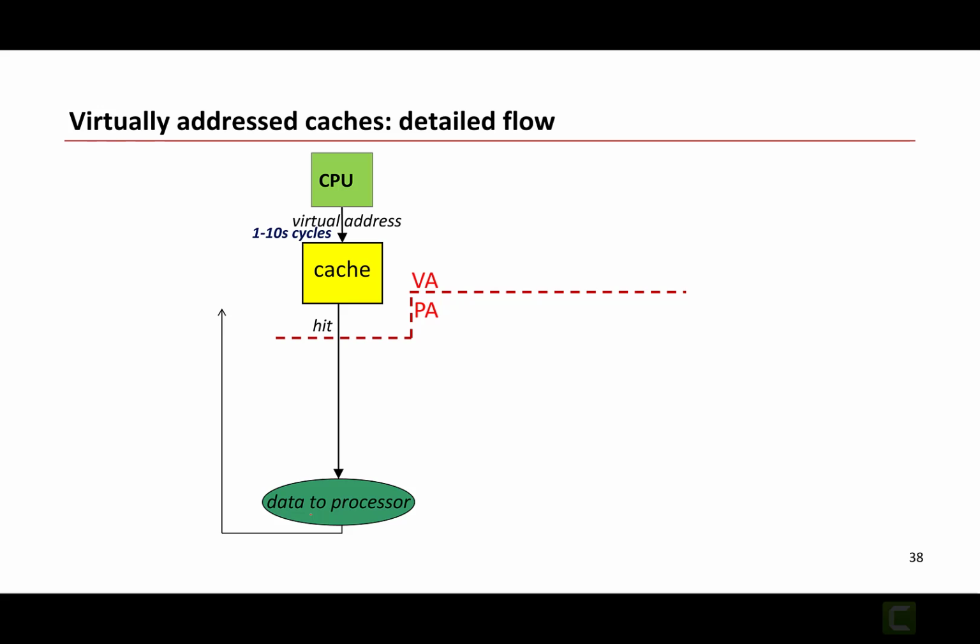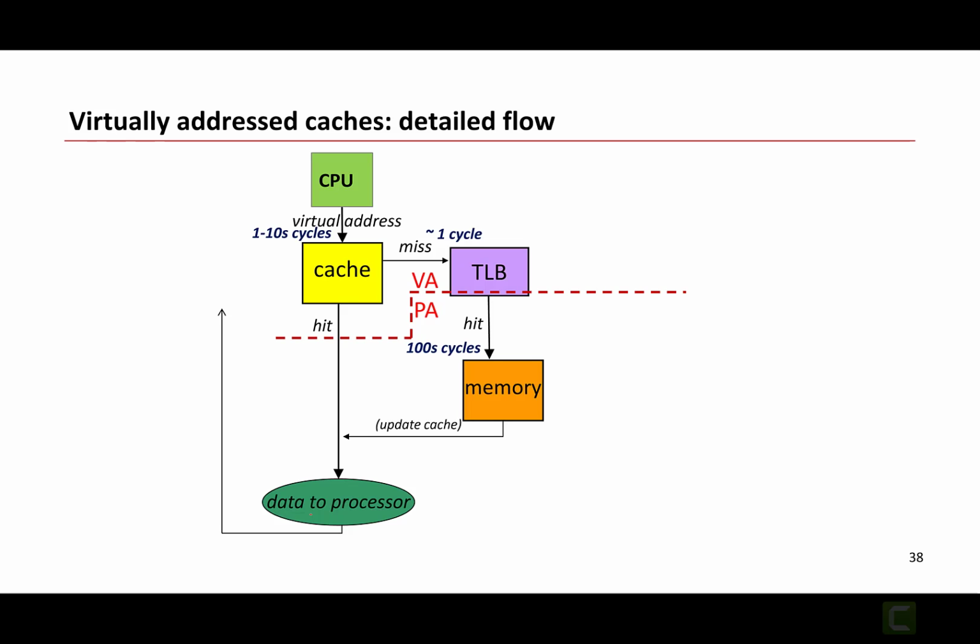But if it is a cache miss, then you have to check the TLB, do the translation. If the TLB is a miss, then you have to go to the main memory and then do the page table lookup and then do the translation. And then once you have done the translation, then you go to the main memory and get the data, and then you update the cache.